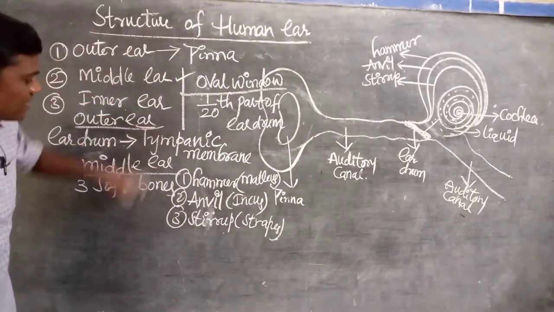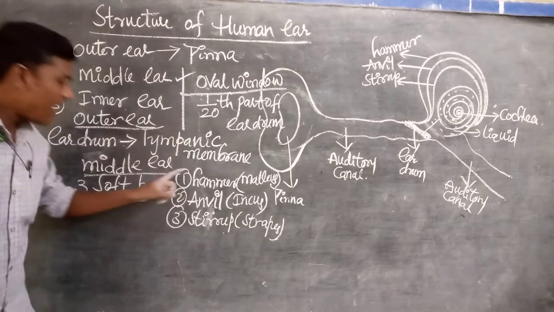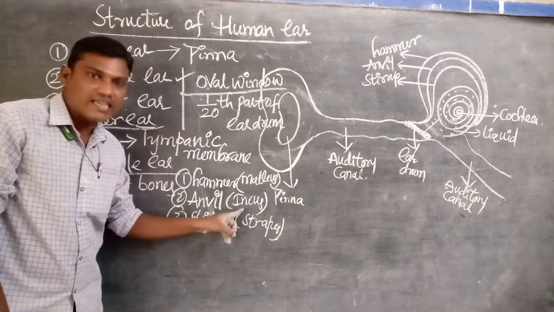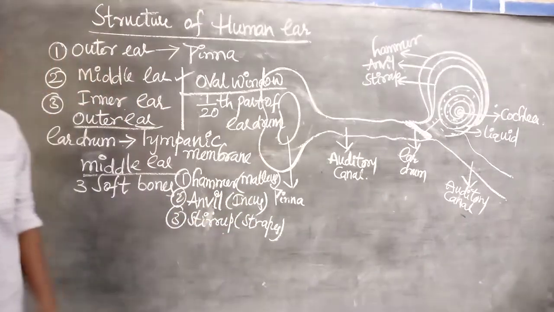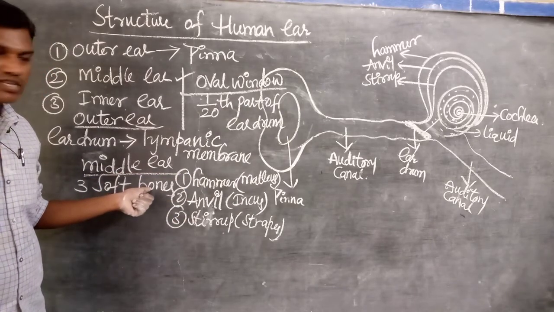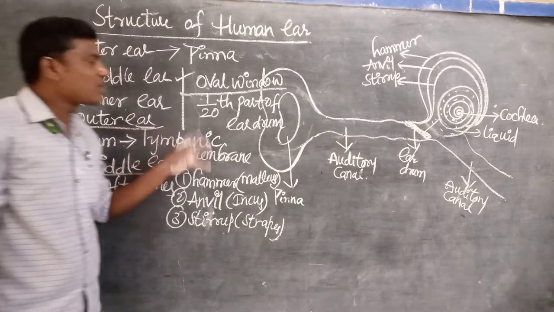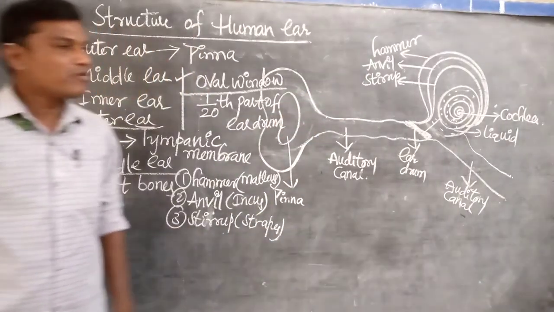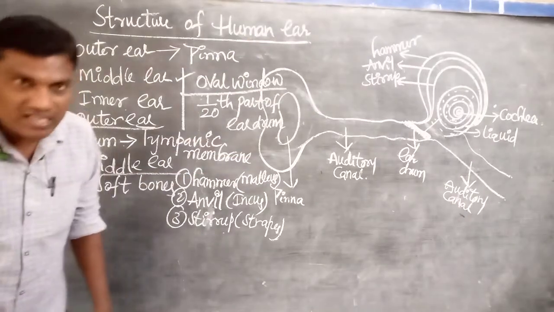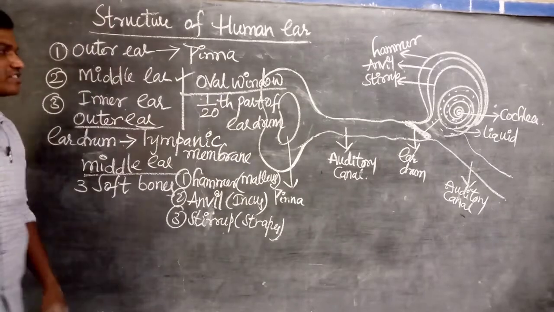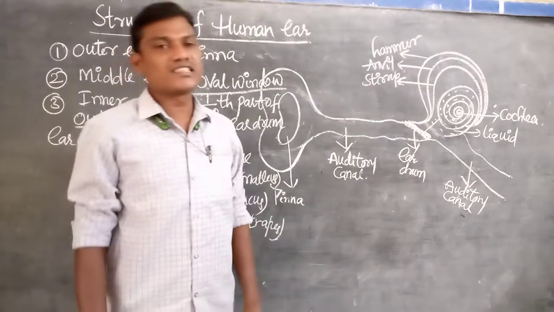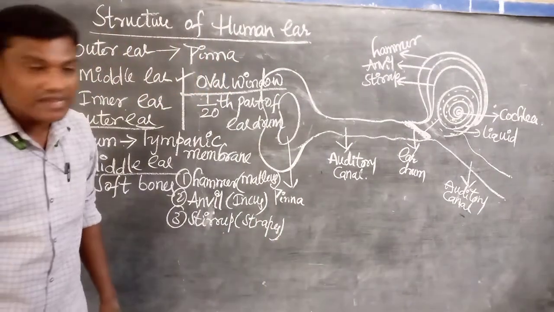The middle ear mainly contains the 3 small bones: hammer, anvil, stirrup. Hammer is called malleus, anvil is called incus, and stirrup is called stapes. These 3 are the small bones. Further, this high frequency sound, before entering the cochlea, passes through these 3 bones. These 3 bones also increase the frequency of the sound again, and after that the sound enters into the cochlea. It is present in the inner ear.